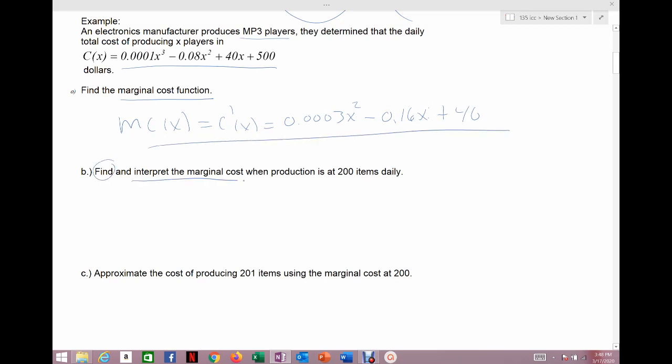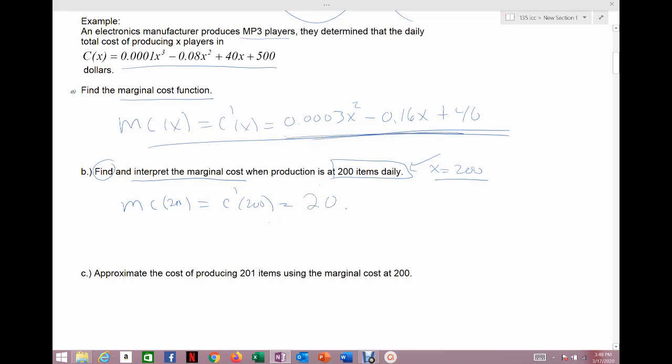Find and interpret. Now, marginal cost is marginal analysis, so actually the interpret part is just as important in this application as the solve part. This is their current level of production, that's the x value. x is 200. They're currently producing 200 MP3 players. If I take my marginal cost function, which again is just the derivative, and plug 200 into it, into that equation we found in part A, it comes out to 20.